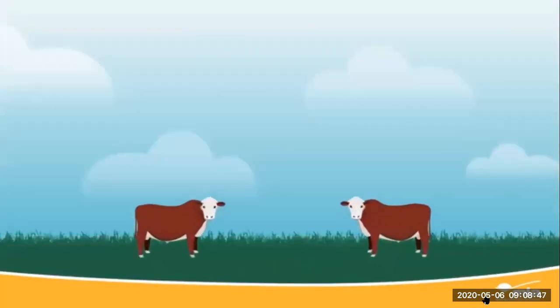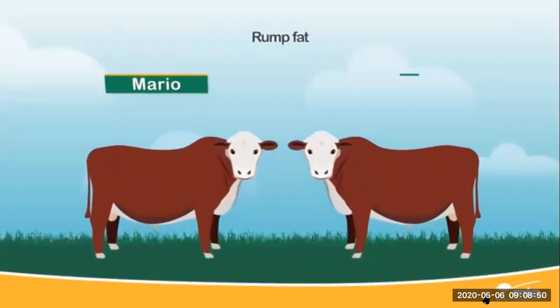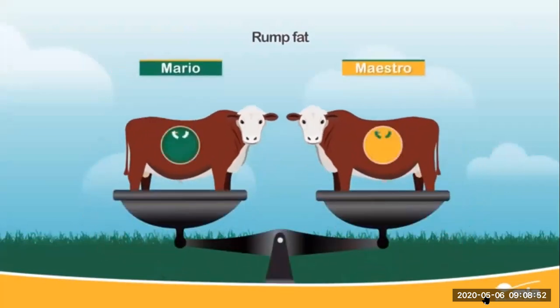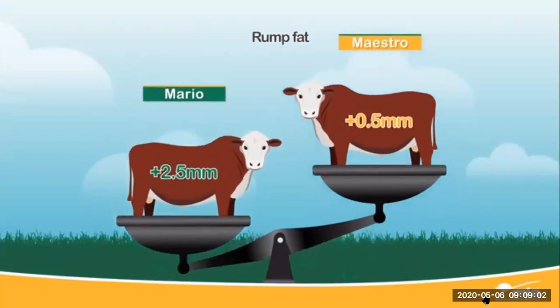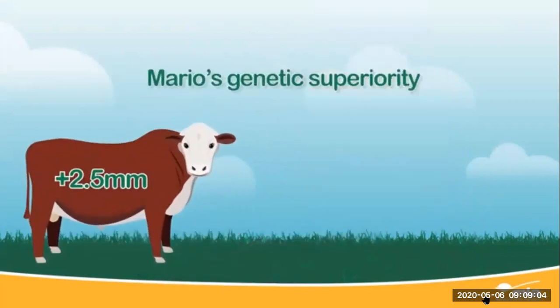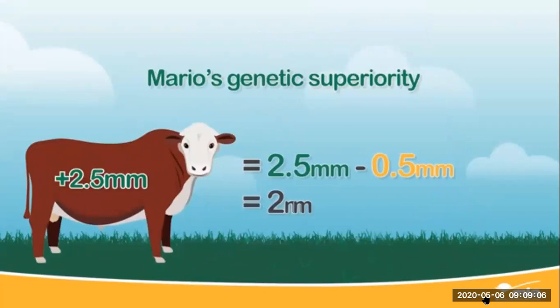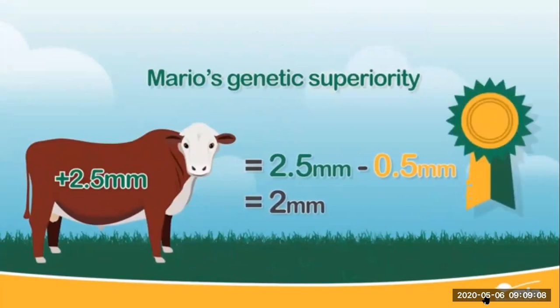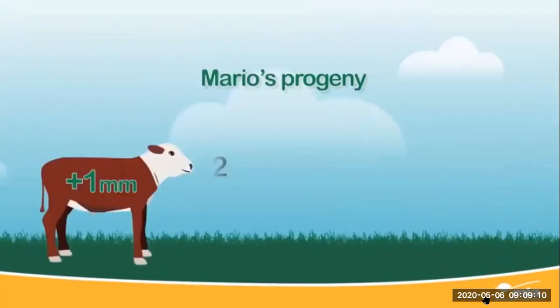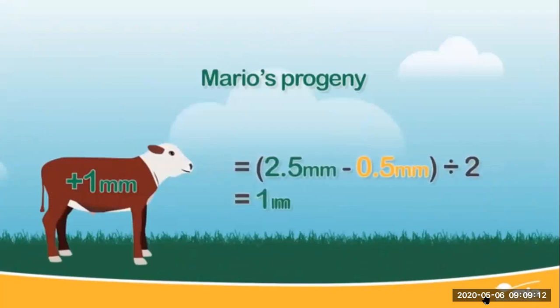Now let's look at the EBV for rump fat. When we compare the two bulls genetically, Maestro has an EBV of plus 0.5 millimeters, while Mario's EBV is plus 2.5 millimeters. Mario has a 2 millimeter higher EBV for rump fat than Maestro, and since only half this genetic average will be passed on, Mario's progeny on average will have 1 millimeter more rump fat than Maestro's.